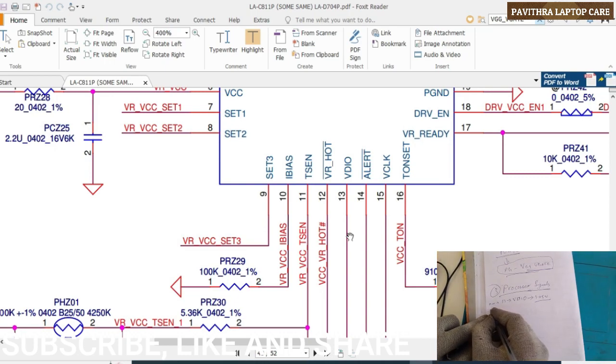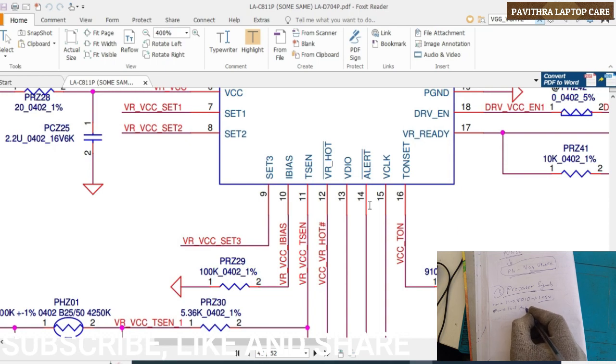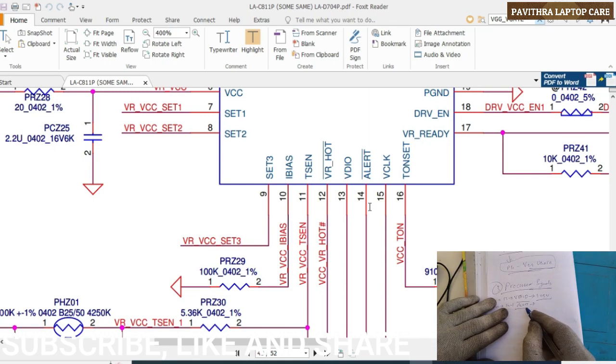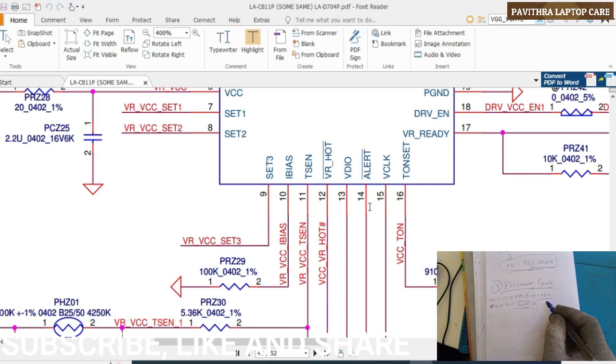Pin number 1, pin 14, alert. See, alert they want in low condition, not high. Voltage won't be there. If voltage is there, it will be 0, it won't work, it will be in idle condition. So clock.